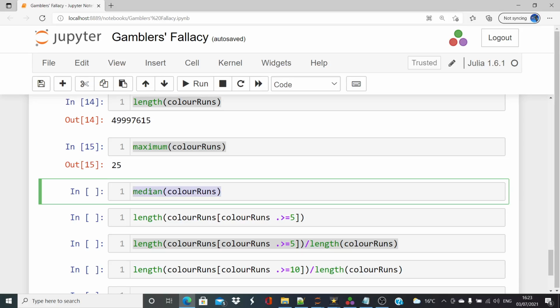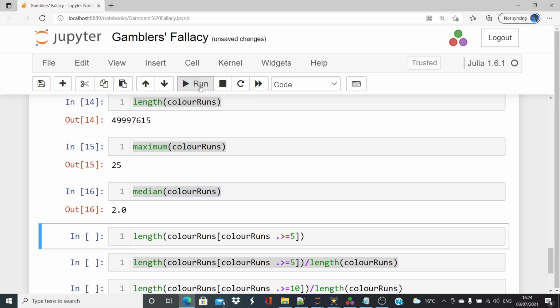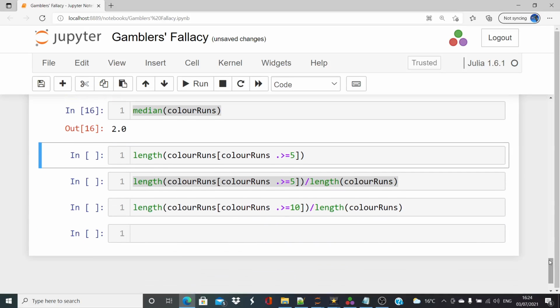Now, what's the median number of runs? By the way, this median here is from the statistics package that I called, okay? And something I forgot to mention is StatsBase is where we get the RLE command. Now, so 2, that makes sense that 2 runs is red, black, red, red, black, and so on, okay?